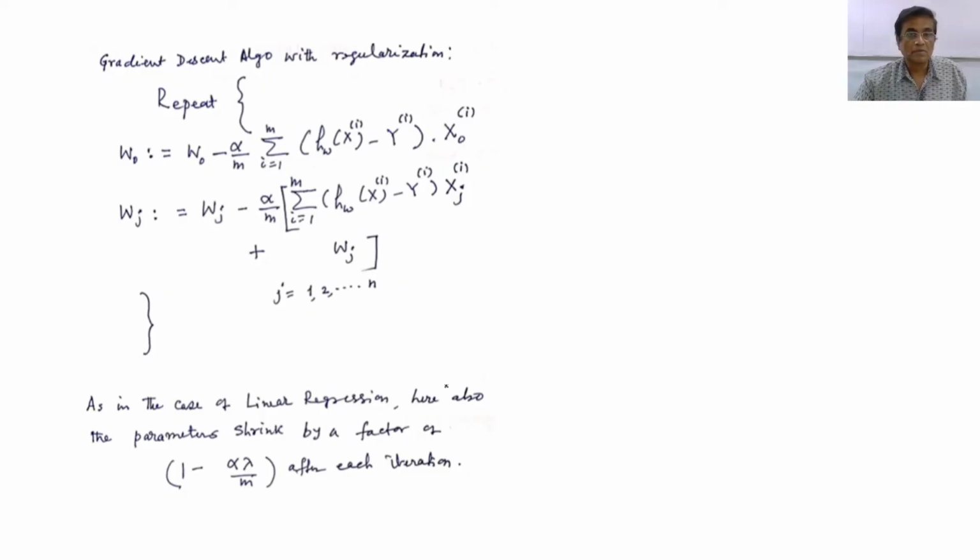As earlier, if you run the gradient descent algorithm, this is how the parameters should be updated. W0 is assigned the earlier W0 minus alpha by m, where m is the number of samples and alpha is, as usual, the learning rate. This is the derivative of the logistic regression cost function. Okay, so you know that.